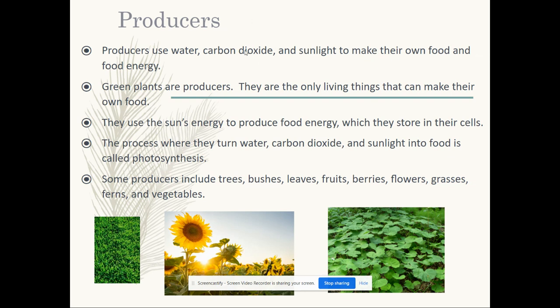Mr. Pepin, what is carbon dioxide? Do me a favor, breathe out. That is carbon dioxide. And plants need that along with water and sunlight to make their own food.